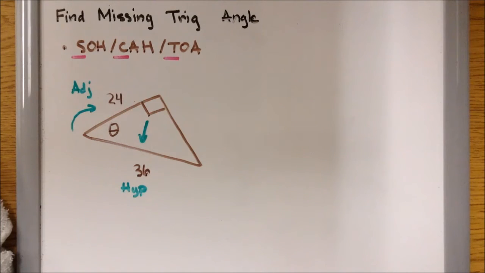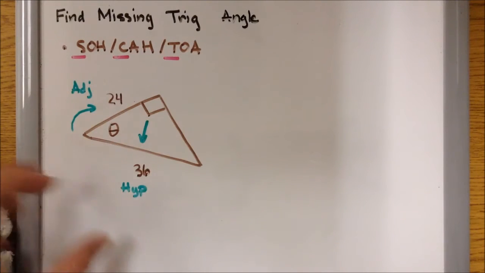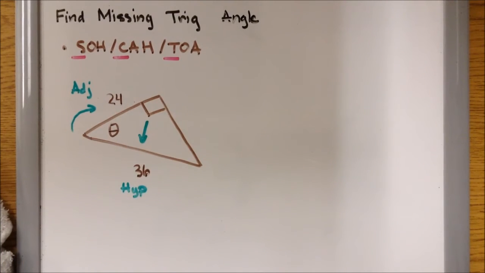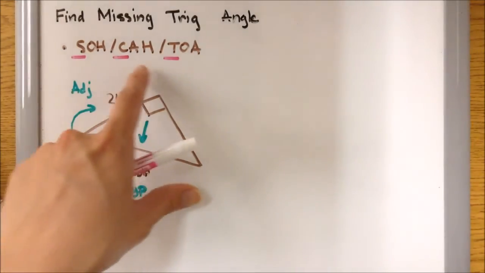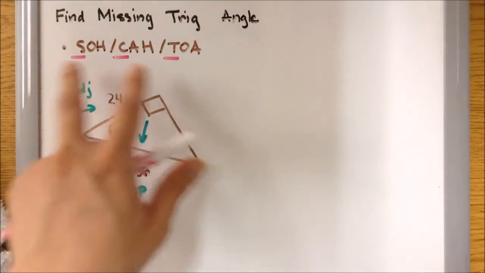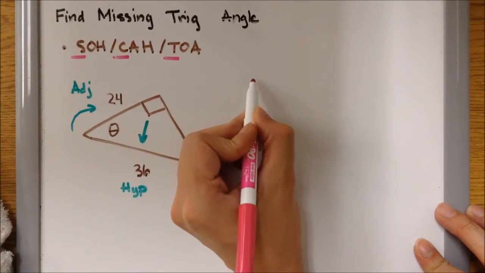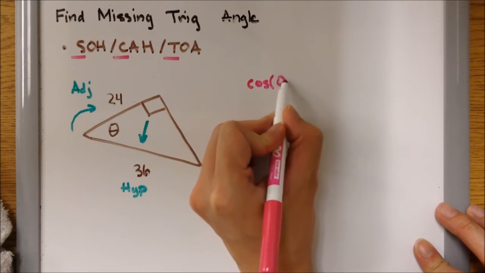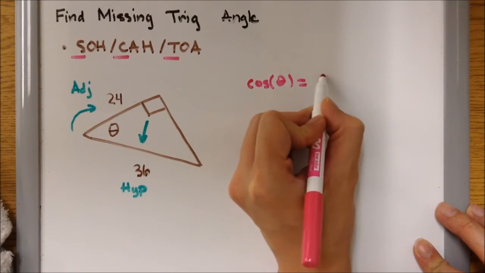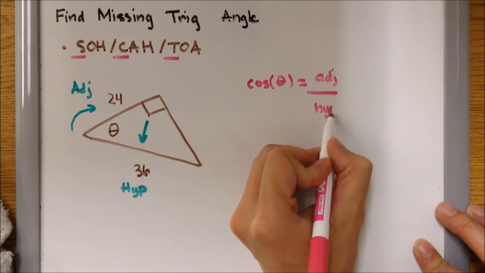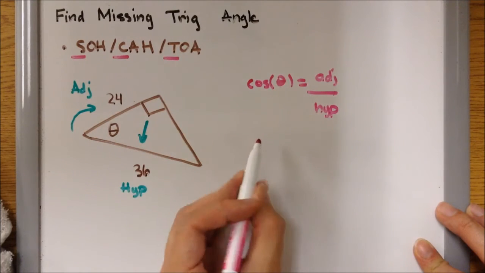Alright, so we have our information. In order to solve for an unknown angle, all you need is two known sides. So in this example, we have 24 and 36. We labeled it. So the 24 is adjacent. The 36 is the hypotenuse. So all I have to do is go here where it has A and H. And the only one that uses A and H is cosine. So I'm going to set it up. Cosine theta is equal to adjacent over hypotenuse.